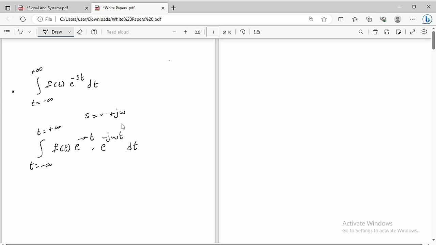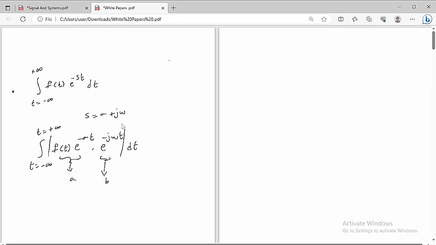If you try to find the overall magnitude, the magnitude of e to the power of minus j omega t is equal to 1. This part I am going to assume as A and this part as B. I already told you the magnitude of A into B is equal to the magnitude of A into the magnitude of B. As the magnitude of B is the magnitude of e to the power of minus j omega t, its value is equal to 1.